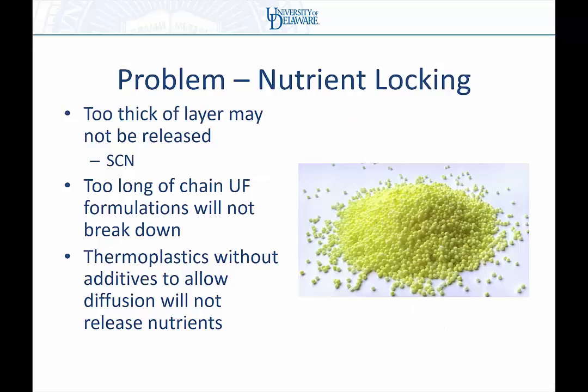Some problems we've seen over the years: one is nutrient locking. This is where your coating is too thick, like with sulfur, so it never releases the nutrients, or you have too long a chain, as with urea formaldehyde, or somebody making a thermoplastic coating forgot to put in the right additives to make it porous enough or have the channels to get the fertilizer out. Anybody ever make a mistake in manufacturing? If you get a slow release fertilizer that doesn't seem to be working well, go back to the company and talk to them and see if there weren't some issues in the manufacturing process.